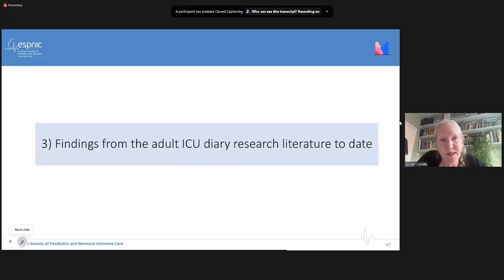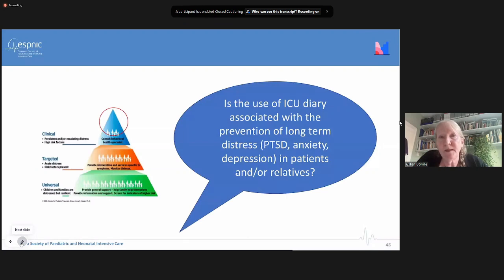So now, weighing up the adult literature. Next slide. The question I want to ask of the literature is quite a hard-nosed, scientific question: does using the diary prevent long-term distress? Because that's really the implication of the papers. And as Fiona said, there's a very, very small literature on PICU.